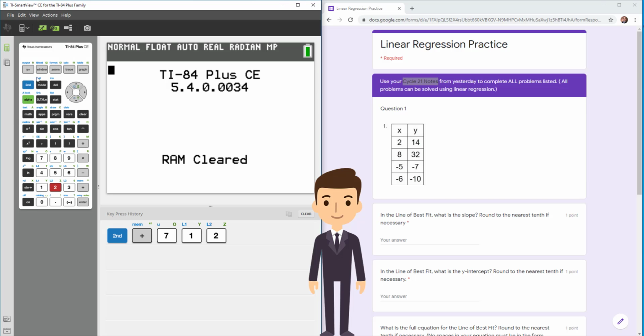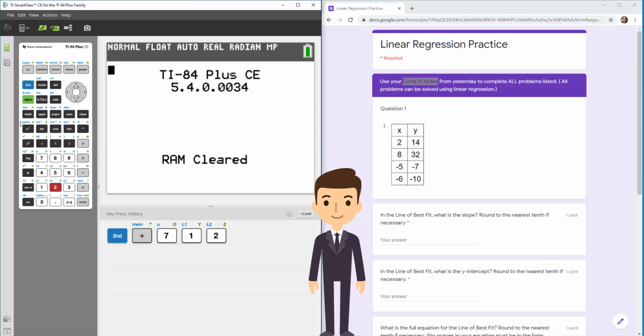If you haven't gotten the emulator software, look through the Google Classroom to find the link to get the emulator software, this software here that I'm using, so that you can do all the work that you need to do in case you don't have a calculator. If you do have a calculator, you're pressing the same buttons. This is exactly what your calculator basically looks like, okay?